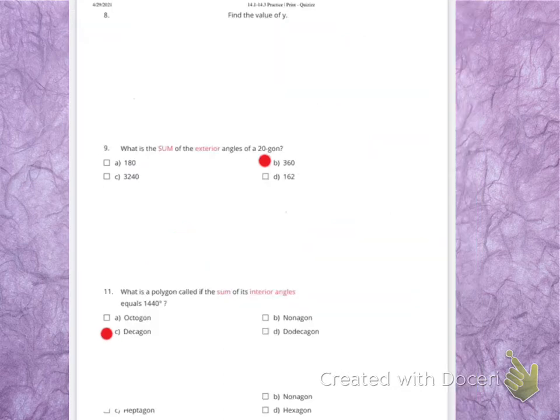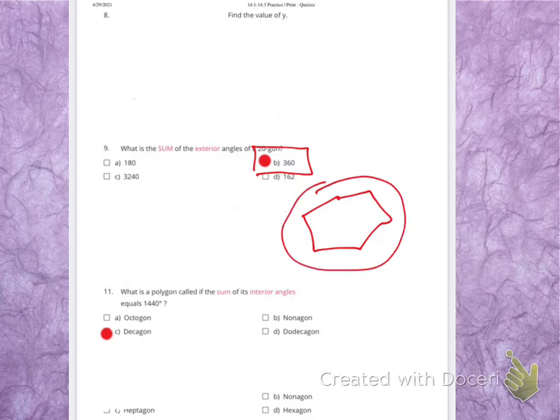All right, what is the sum of the exterior angles of a 20-gon? Obviously, it's going to be 360. It doesn't matter how many sides there are on the outside. All of these, anything on the outside here, the angles, when you add them up, they always equal 360, no matter what.